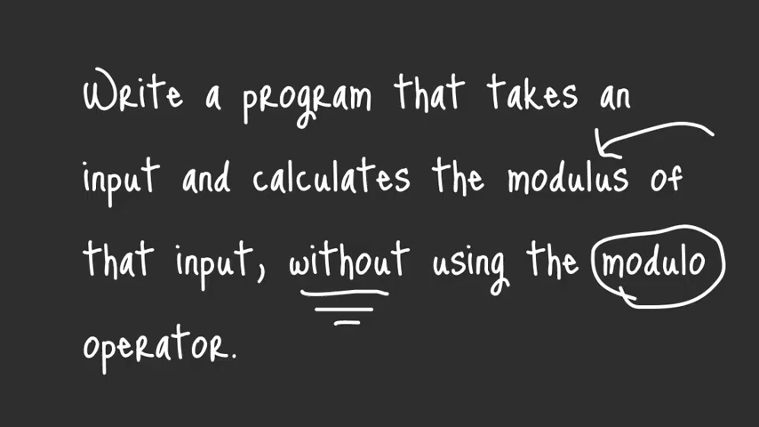Now I have a simple puzzle that you can do at home to test your coding skills and a little bit of your mathematical skills. So this is the puzzle. Write a program that takes an input and calculates the modulus, and modulus means the output of a modulo operator, without using the modulo operator. Try to use the unique operators that you learned today to solve this problem.